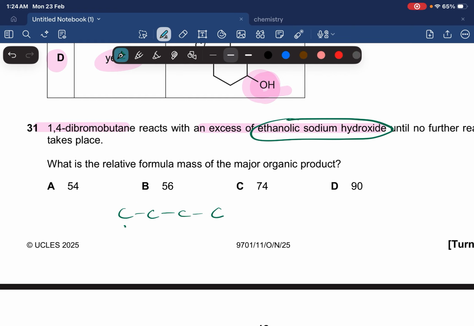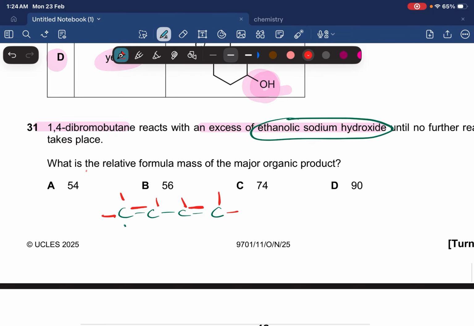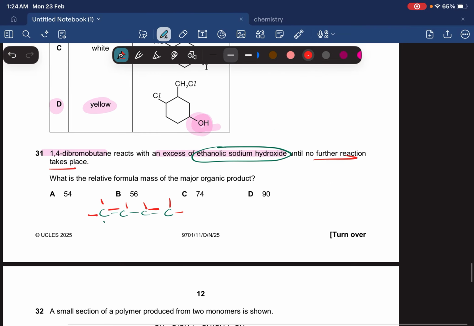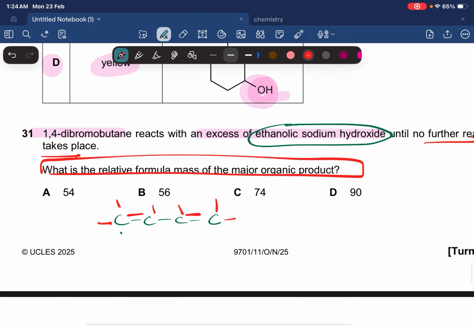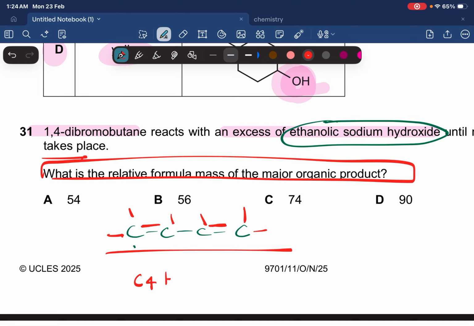So one double bond we are going to form here, and one double bond here, and then the remaining places, let's fill them with hydrogens. Until no further reaction takes place, what is the relative formula mass of the major organic product? Now what do we do? You calculate the mass of this product. You have C4, 4 carbons, and H is 1, 2, 3, 4, 5, 6. H6.